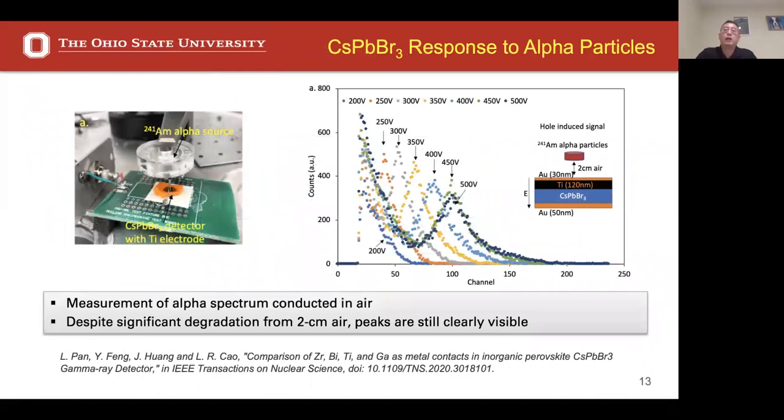Now look at the response of cesium lead bromide to alpha particles. As I mentioned, the alpha particles come from an americium-241 source that is widely available in smoke detectors. If you look at the roof over your head, you probably see one. They have 1 microcurie of americium-241 in there, and they emit 5.468 MeV alpha particles. In this case, we shine this alpha particle from the titanium side of the perovskite device. There is 2 centimeters of air, so the peak will be broadened.